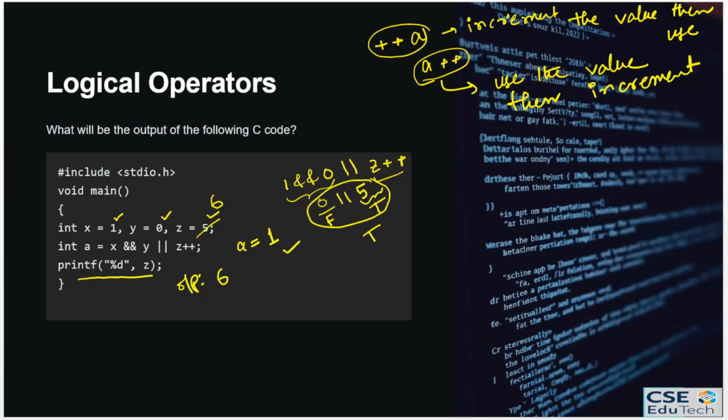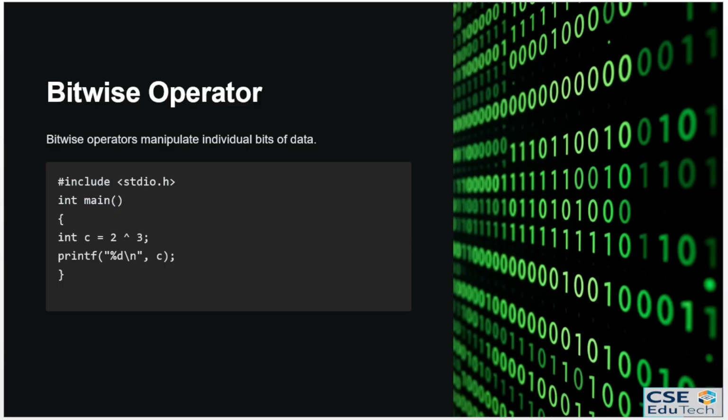Now we'll give an example of the bitwise operator. What is the output of this bitwise operator? Look here, C equal to 2. This operator is basically known as the XOR. Clear? It is basically the XOR operator, so now it will perform bitwise operations.